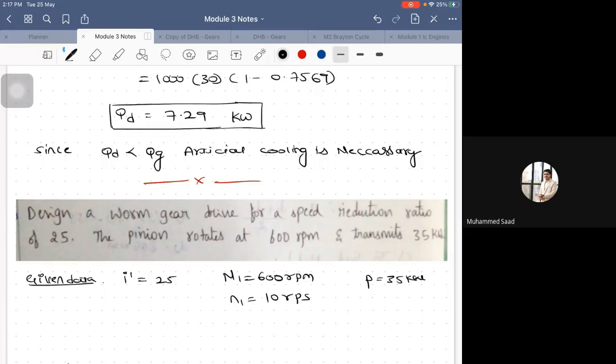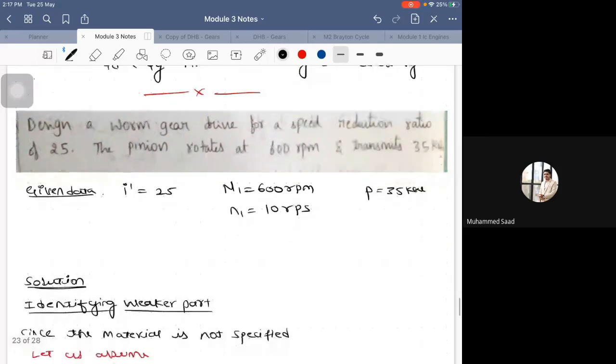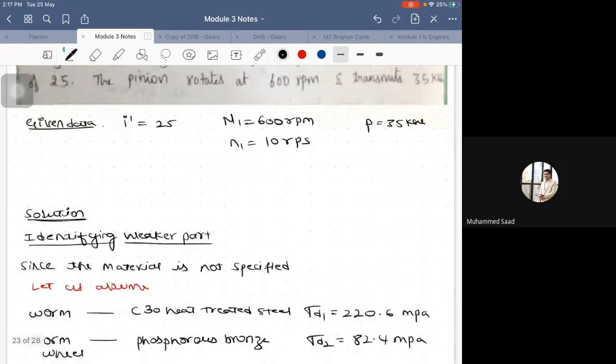Okay, good. So let us start. The first major step in this problem, whenever we start a gear problem: since the material is not given here, first you have to assume a suitable material. Identifying the weaker part is the first thing, so before identifying the weaker part, you have to assume a material.